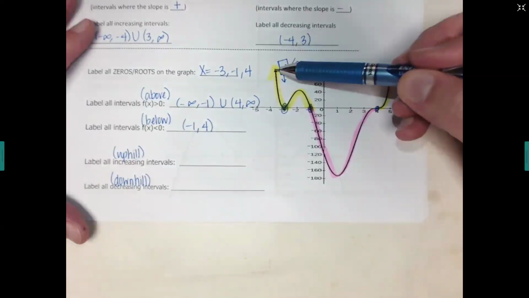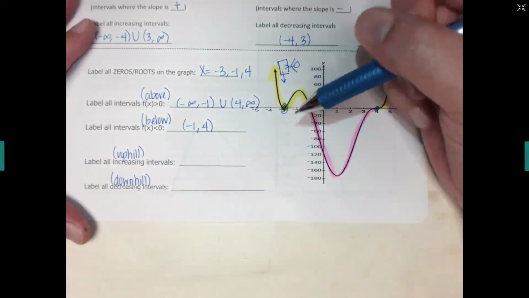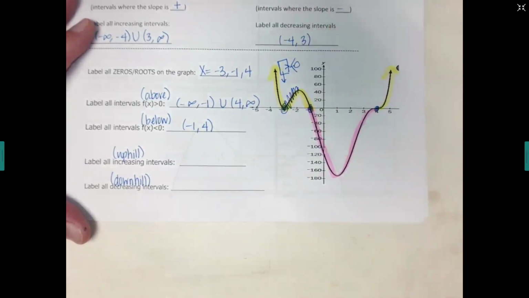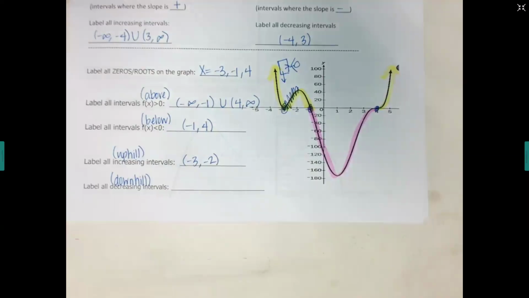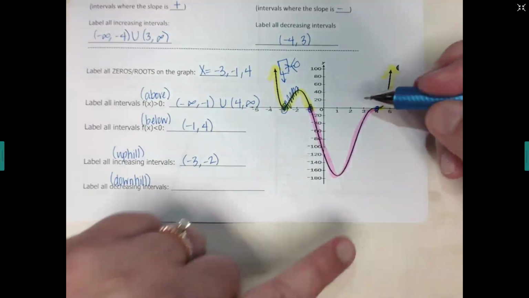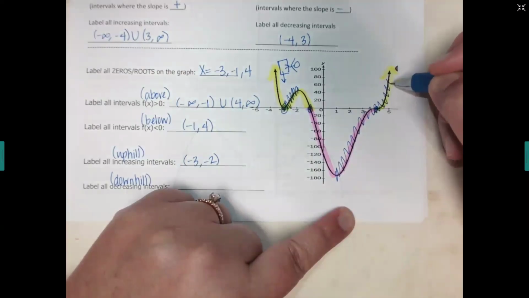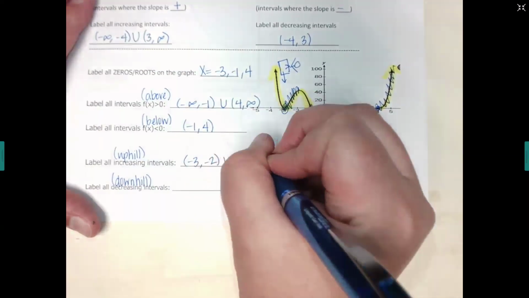So we're downhill, downhill, downhill till when? And then I'm uphill till -2. So I'm going to want that piece, -3 to -2. Okay, then I'm going to be downhill, downhill, downhill, downhill all the way till, where does it bottom out at? What x? 1? And then it's uphill all the way pretty much to the end of the graph. So I'm going to put from 1 to infinity.